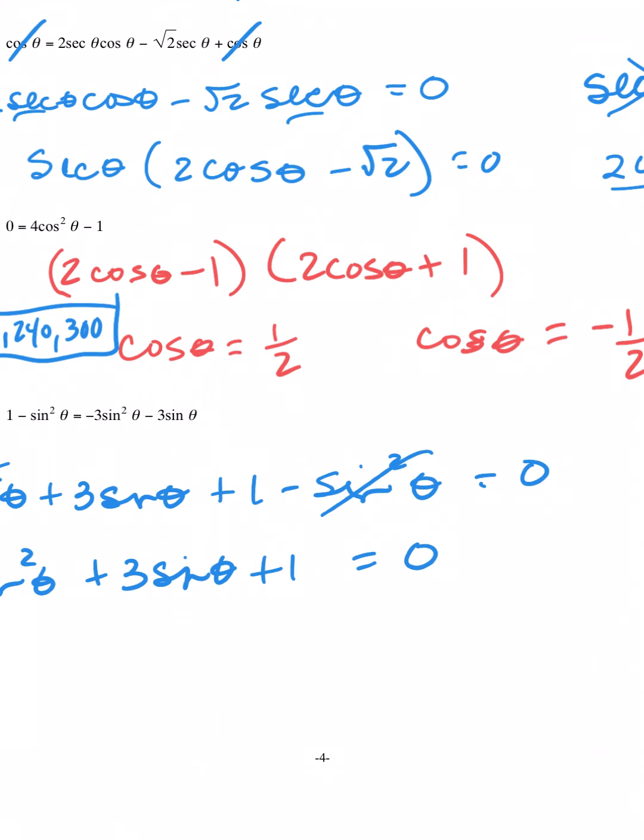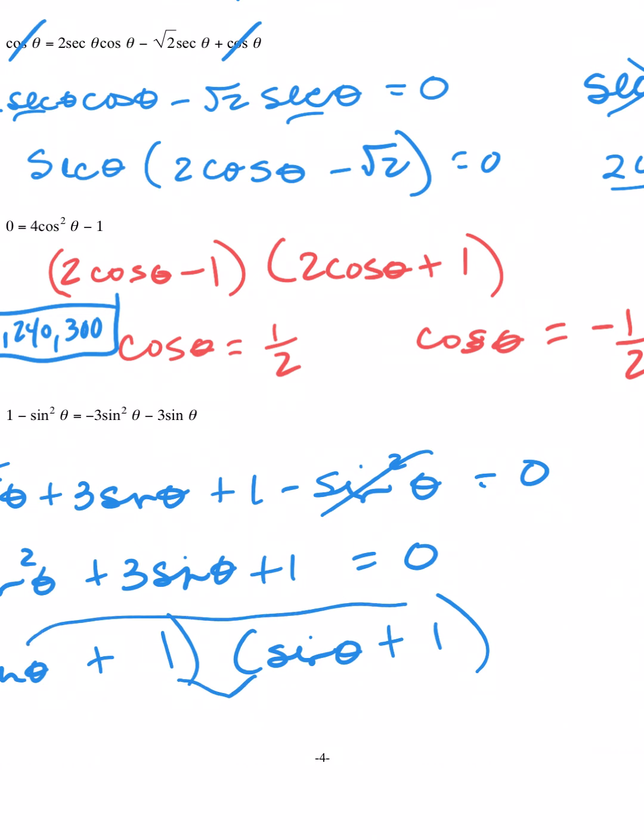So we know we've got to start with a 2 sine of theta and a sine of theta to get our 2 sine squared. And what times what is 1? So we're going to do plus 1 and plus 1, and let's see if that works out. That would be 1 sine, and that would be 2 sine, and that would give us our 3 sine in the middle. So now we have that sine of theta equals negative 1/2, and sine of theta equals negative 1.